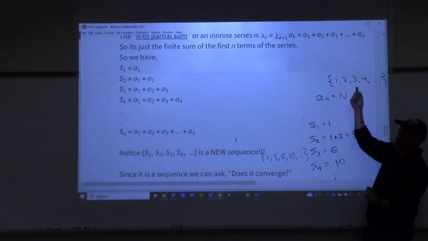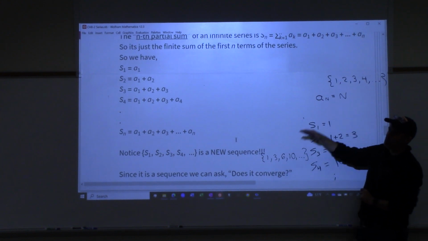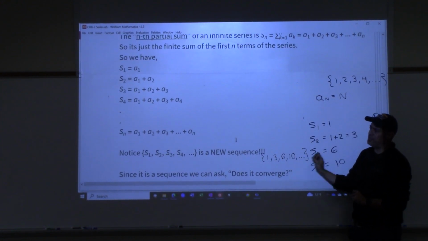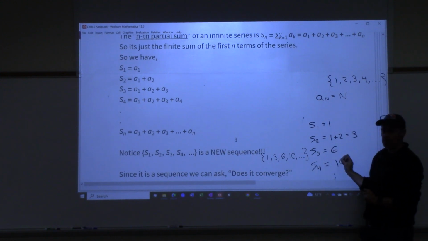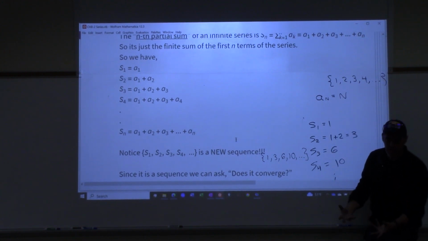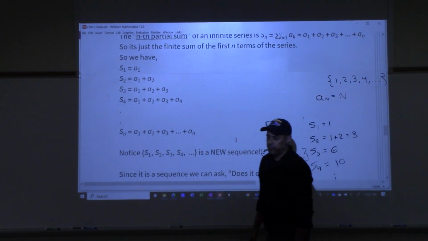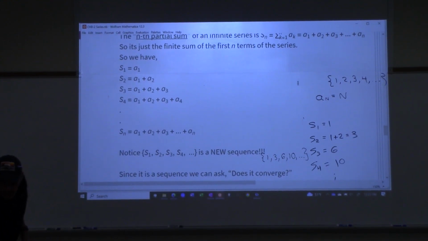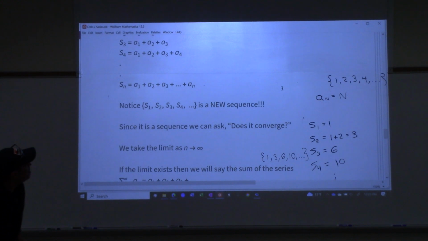So we start with that sequence, then we create this new sequence, which is a bunch of partial sums, and we're trying to see, does this go somewhere? If this goes somewhere to a number, then that infinite series adding things up converges. Is the series a type of sequence? No, a series is a sum. Yeah, a series is a sum of things.